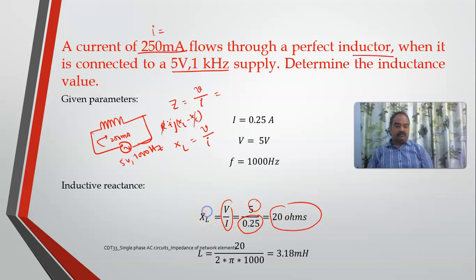And you know, when you do have XL, how to calculate L? Omega L is equal to XL. L is equal to XL by omega. Omega is nothing but 2 pi f. You substitute it, you will get the value. Now, just the last problem using capacitance.